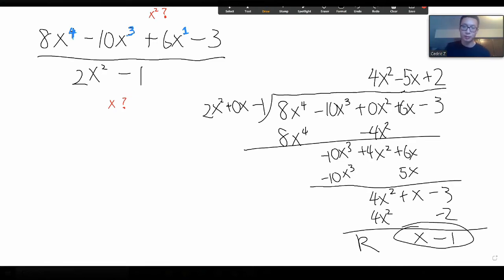And it makes sense. If I'm dividing by a second degree, I should have at most a linear remainder. It could be a constant remainder as well. It could have no remainder, but it cannot exceed degree 1.